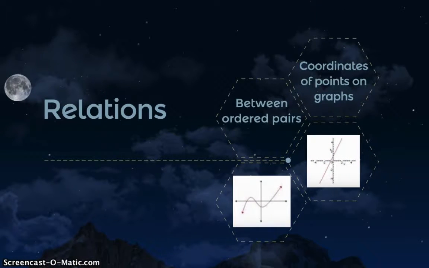Relations compare x and y values, and they can show end behavior. That's the end of the graph. See right there the arrows, that's end behavior. Or they can show maximums or minimums. They can show domain. They can show range. And turning points. Turning points would be the maximums and minimums.